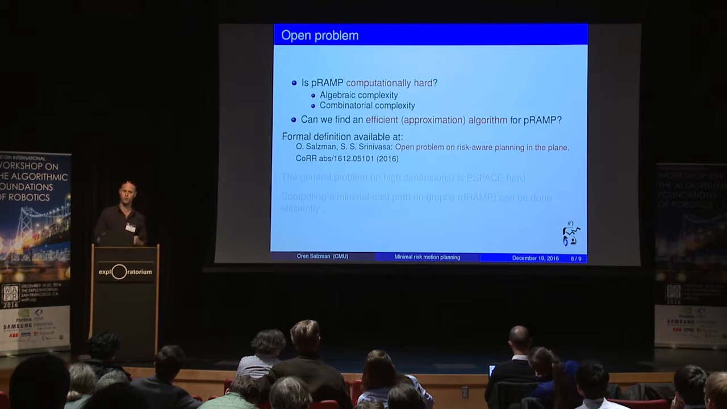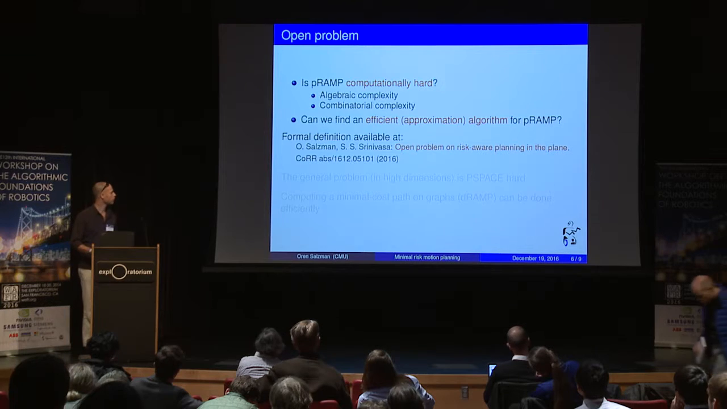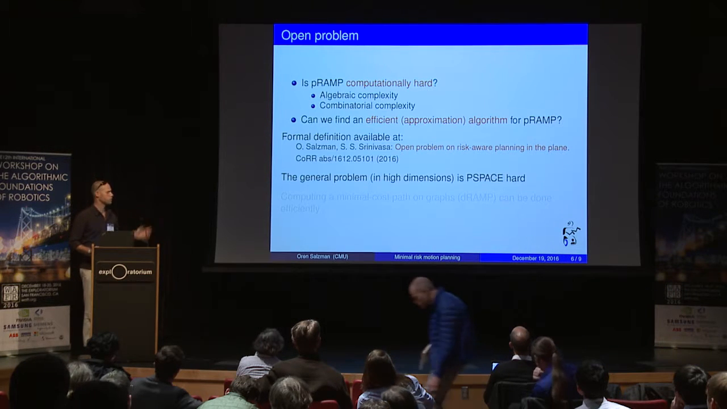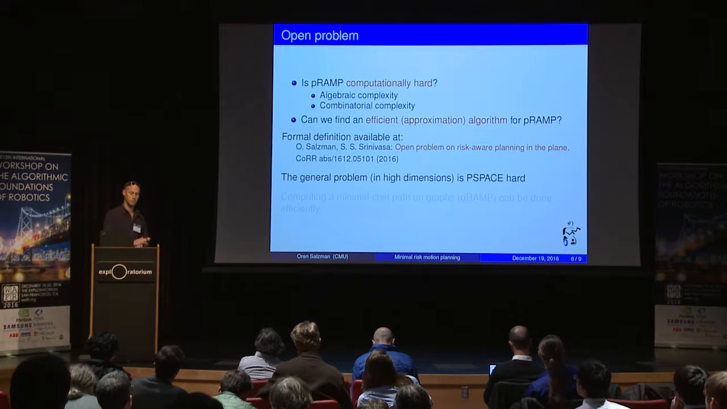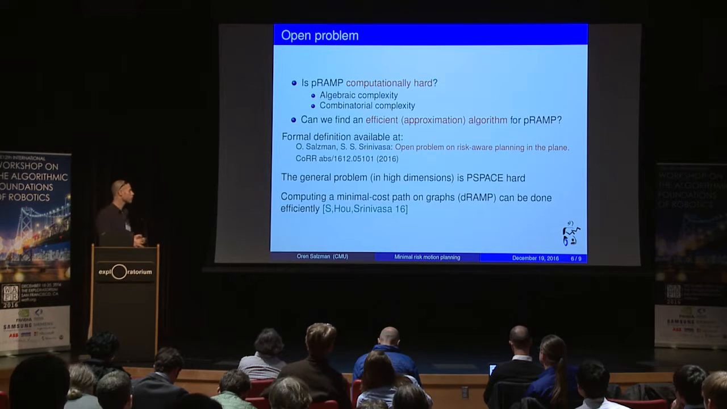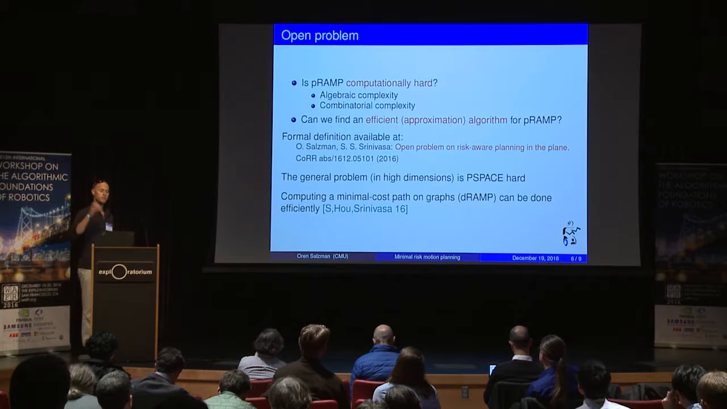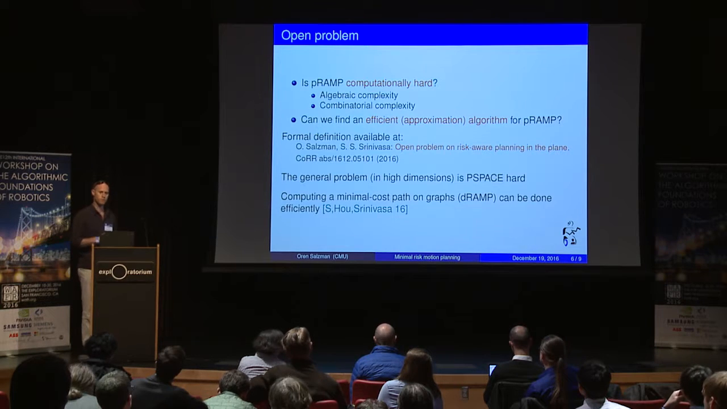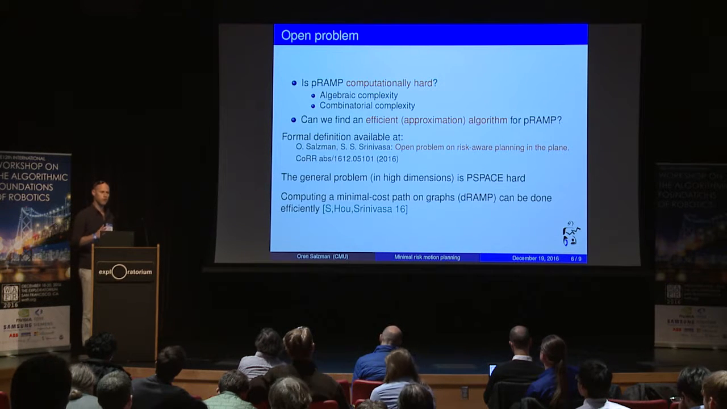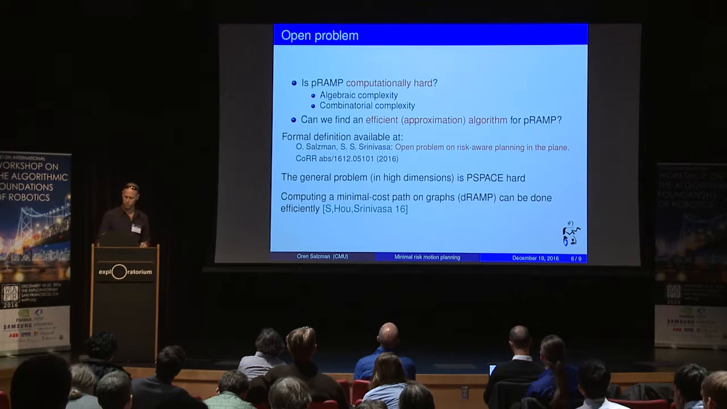I want to make a few small comments on the problem. First of all, as I said, the general problem is PSPACE-hard. That's why we limit ourselves here to the planar case. If we look at the discrete case, where we have some kind of roadmap, then you can solve it efficiently. You can apply Dijkstra, with some modification, to optimize over this cost function, and solve this pretty easily in polynomial time.